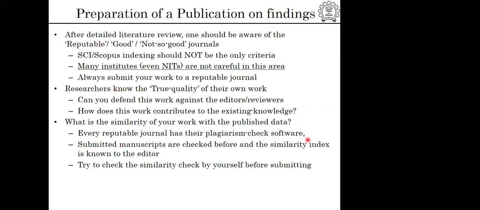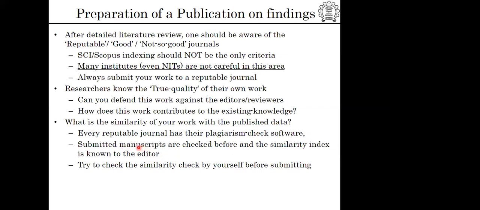Once you submit a manuscript to any journal, most of the reputable journals now have their own plagiarism check software. We have something called Turnitin or Urkund. These kinds of software are used by most of the reputable journals. As soon as the manuscript is submitted, that software prepares a report. It tells you that we have got, let's say, 10% similarity to this work or 12% similarity to that work, and so on. And this report is submitted to an editor.